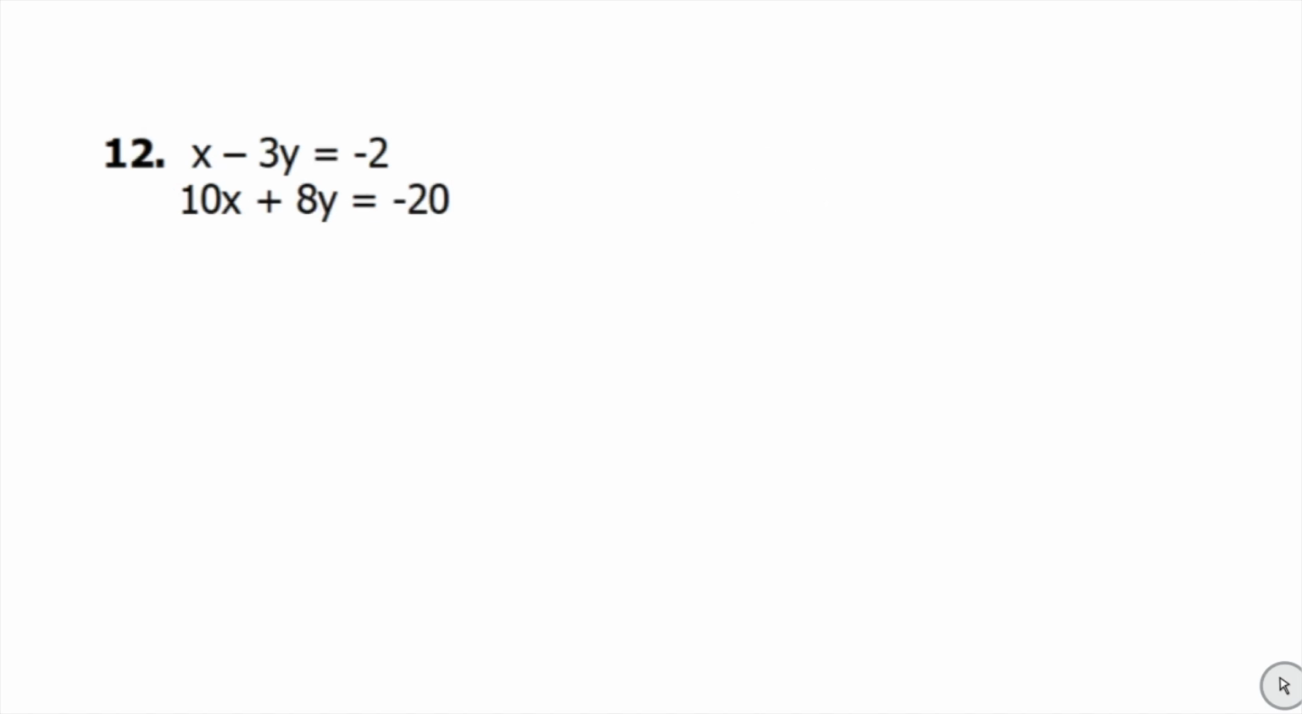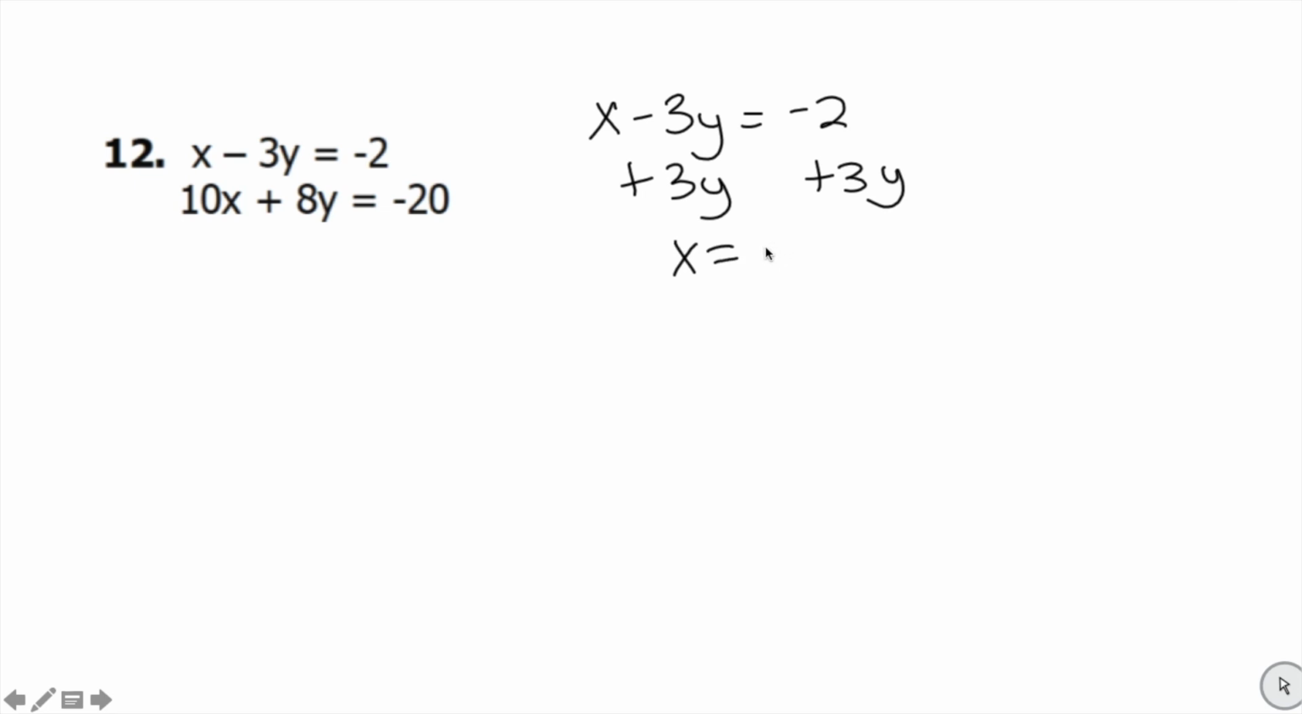And number 12, x minus 3y equals that. So I would actually add 3y to both sides to get x by itself. Then take your x and plug it into the second equation.